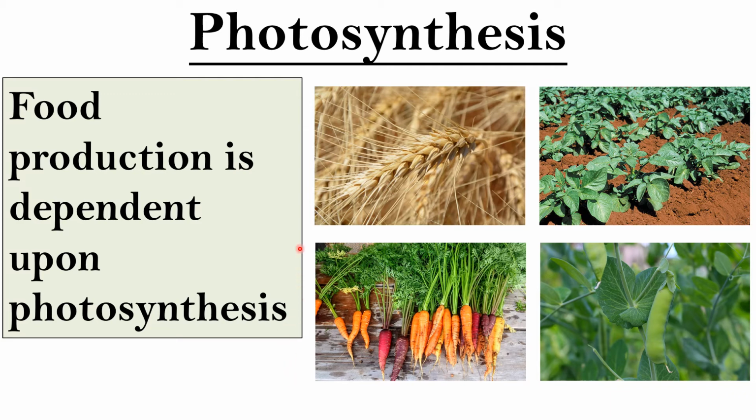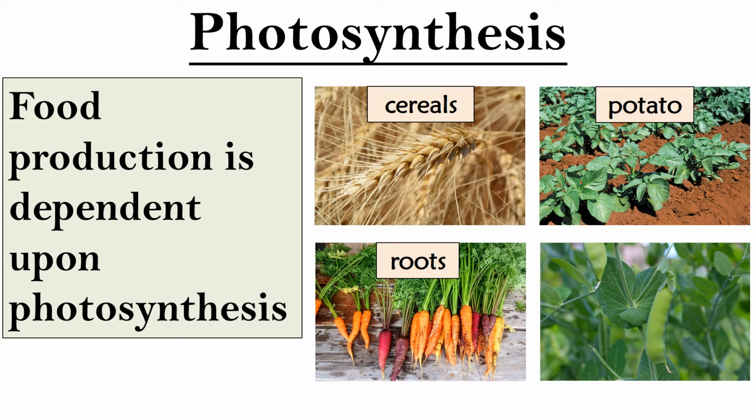So just kind of spelling out the obvious here, but food production is dependent upon photosynthesis. So over here we have got some kind of staple foods, I suppose. So you've got your cereals, potato, a source of many of our different foods that we eat. You've got your root vegetables as well, and you have got legumes. So all of these different types of plant carry out photosynthesis, which brings the energy into the ecosystem, and ultimately the energy for us to survive.